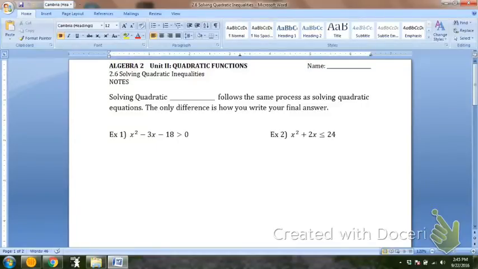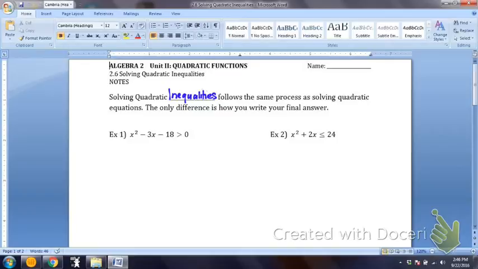Solving quadratic inequalities follows the same process as solving quadratic equations. The only difference is how you write your final answer.